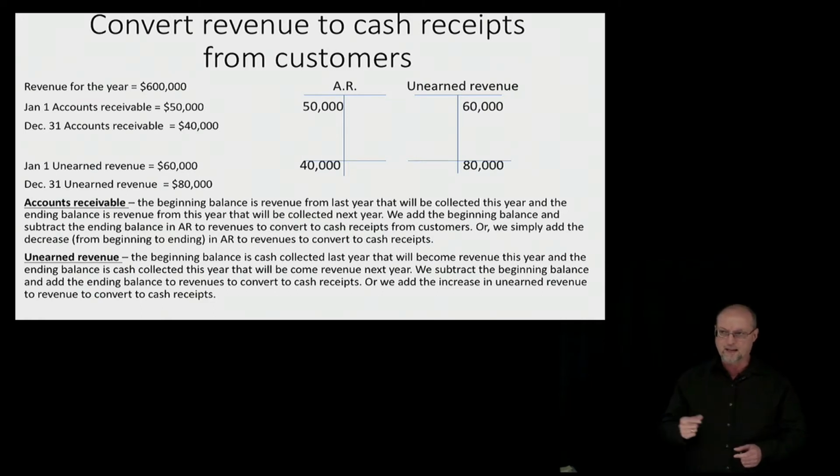Now, just like with AR, there's an alternate way to look at this. If unearned revenue increased, it's because we debited cash, credited unearned revenue. If it increased, we would add the increase, since that was a cash collection. And of course, if it decreased, we would subtract the decrease from revenue to convert to cash collections.